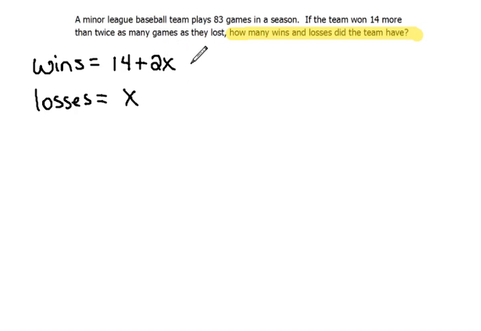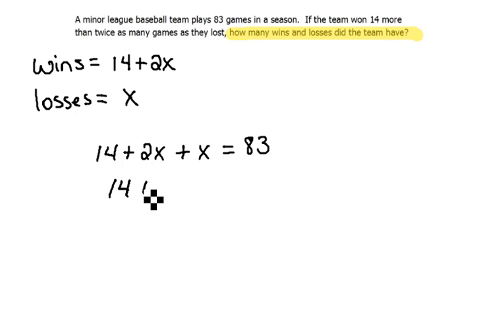Now we have our variables set up, and it's time to start writing our equation. It says that this baseball team played 83 games in a season. That's a total number of games. So the number of games that they won, which would be 14 plus 2x, added to the number of losses, which would be x, should equal 83 games total. So now we have our equation, and we can go ahead and start solving.